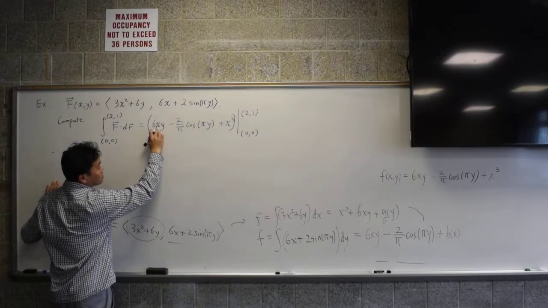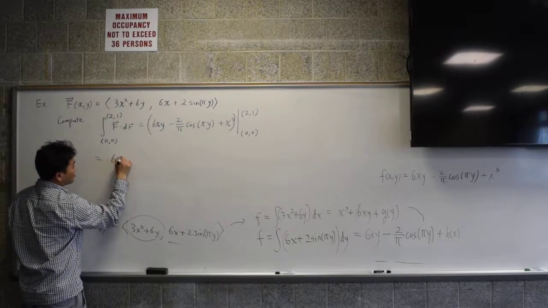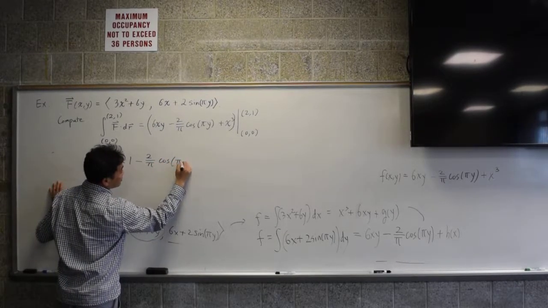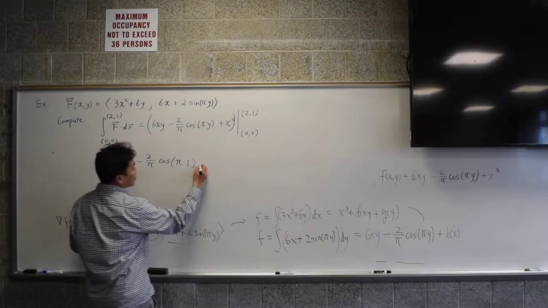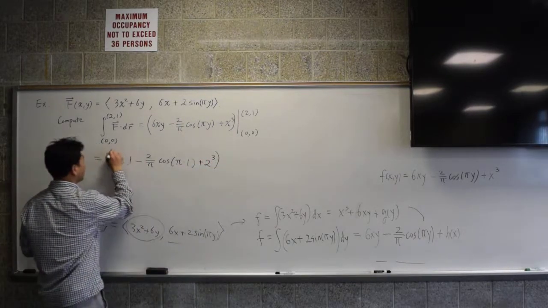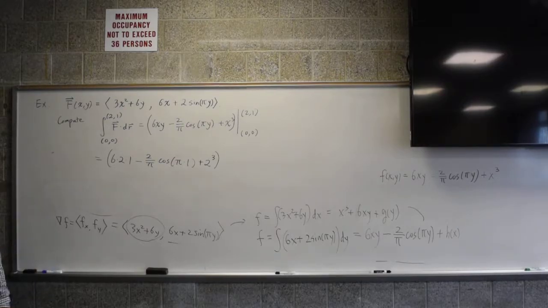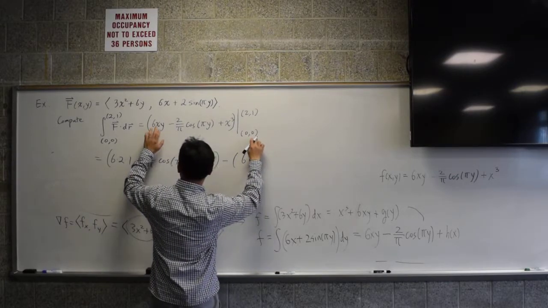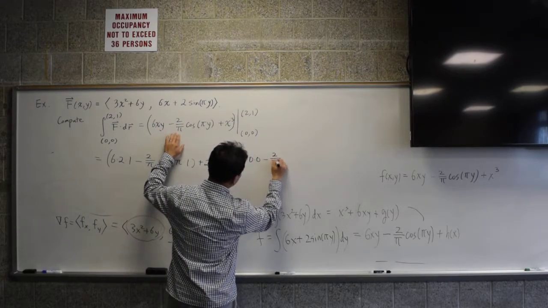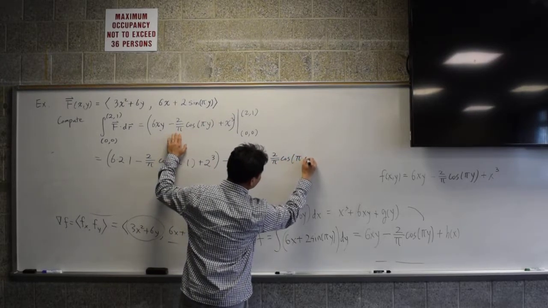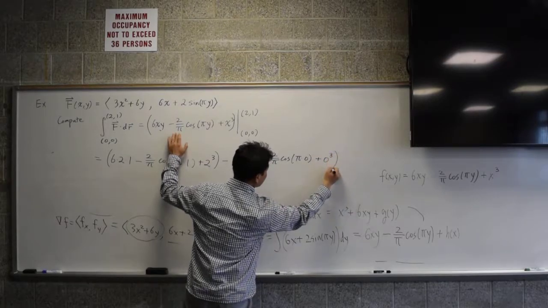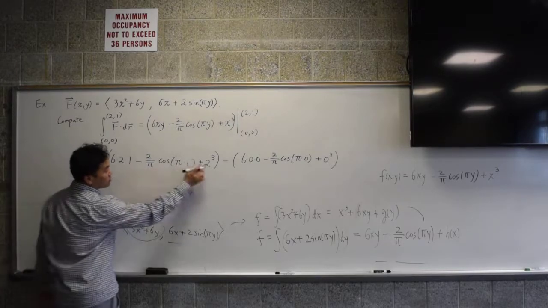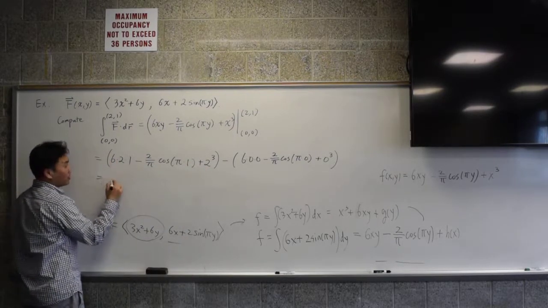If I plug in 2 into x and 1 into y, I get 6 times 2 times 1 minus 2 over pi cosine pi times 1, because y is 1, okay, plus 2 cubed. That's what I get if I plug in (2, 1). Minus 6 times 0 times 0. If I plug in (0, 0), it will be 0. Minus 2 over pi cosine of pi times 0 plus 0 cubed. All right, 6 times 2 times 1, that's 12 plus 8. 8 plus 12 is 20.